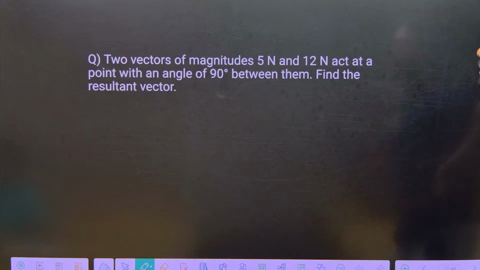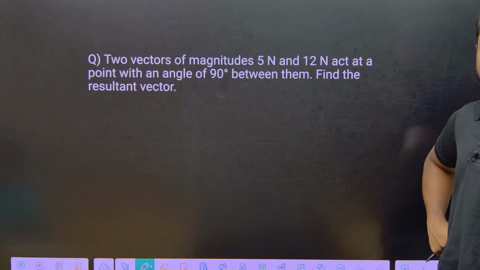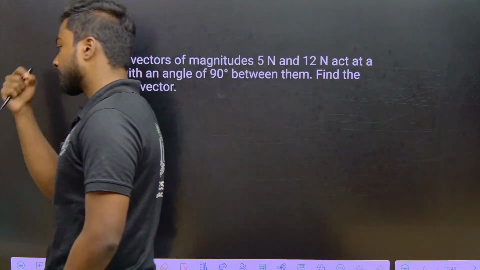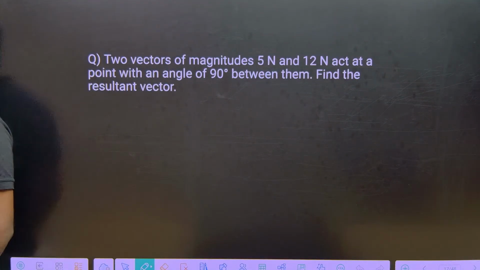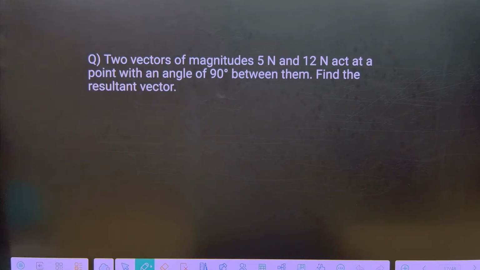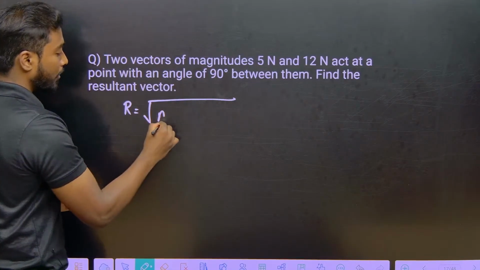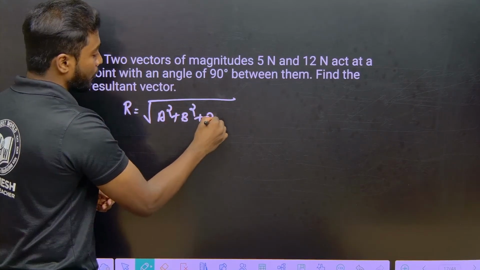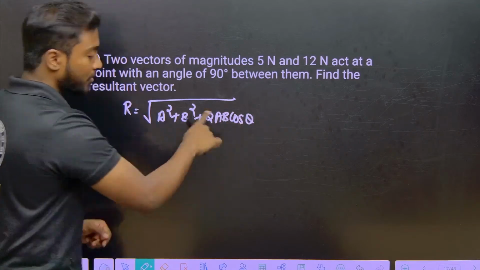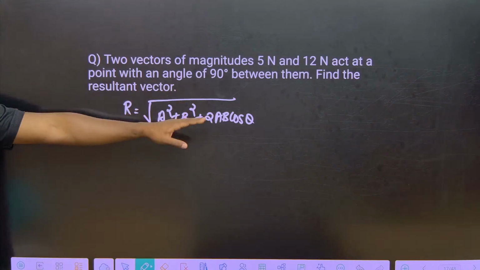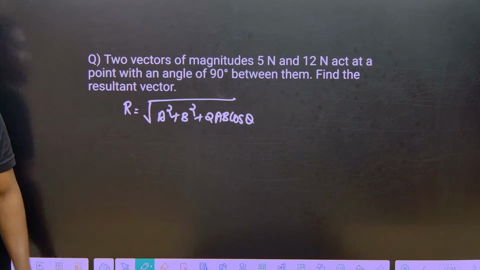So next question is, two vectors of magnitude 5 Newton and 12 Newton act at a point with an angle of 90 degree between them. Find the resultant vector. So remember, only two formulas we have studied. One is R is equals to under root of a square plus b square plus 2ab cos theta or minus 2ab cos theta, and one more thing is triangle law. So whenever question is asked in this type of question, only remember the formula. Okay. What is the answer?